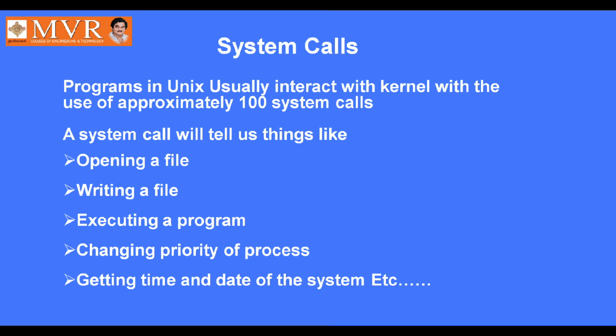Similarly, there are hundreds of system calls available in Unix. Each system call is designed to do a particular task. A system call can open a file, another system call can write into a file, another can execute a program, change the priority of processes, get the time and date of the system, or update the time and date of the system. These are all the things we can do with system calls. You can use the respective system call to perform whatever task you require.